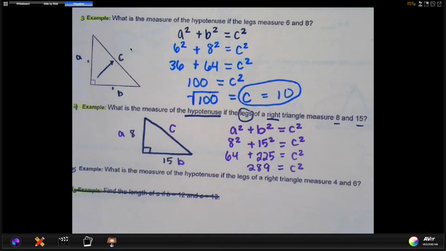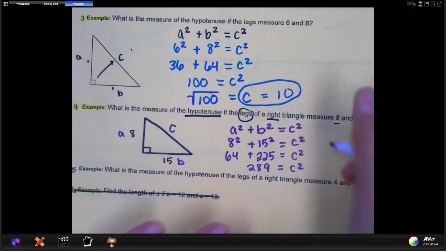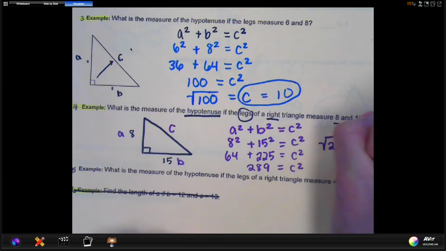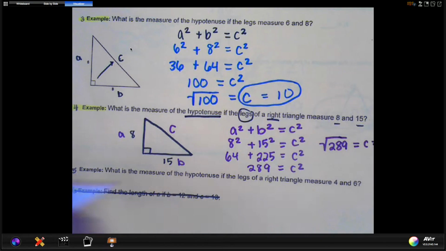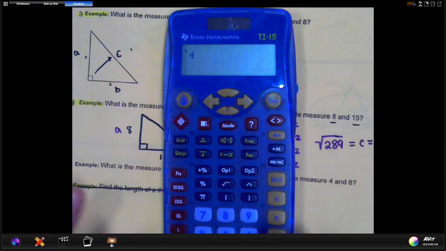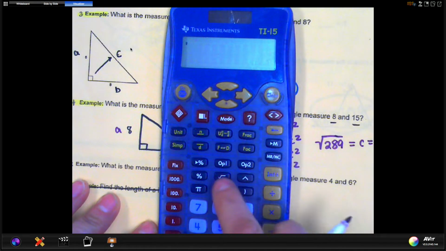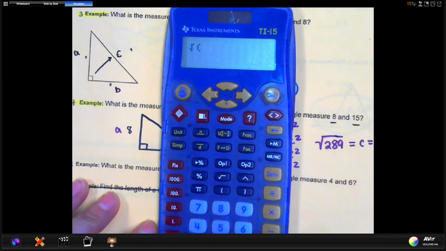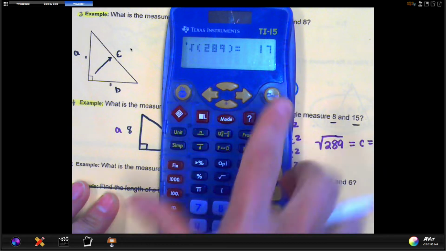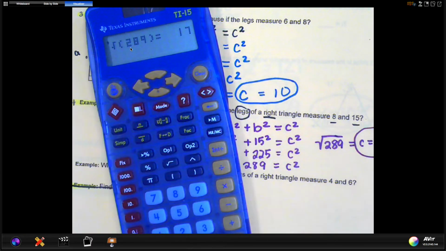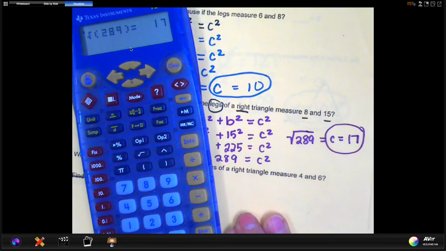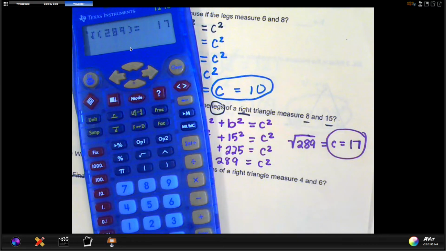So if you know the square root of 289, go ahead and do it. If you don't know it in your head, you can use your calculator to get this answer. Again, I'll show you. So you're going to use the square root button, type in 289, end the parenthesis, press equals, and you find the answer to C. That length is 17. Oops, sorry, can't see that on screen. Okay, good. So that's how we find the hypotenuse.